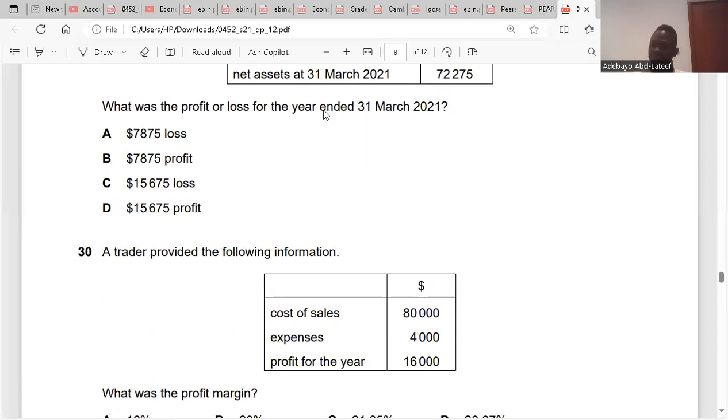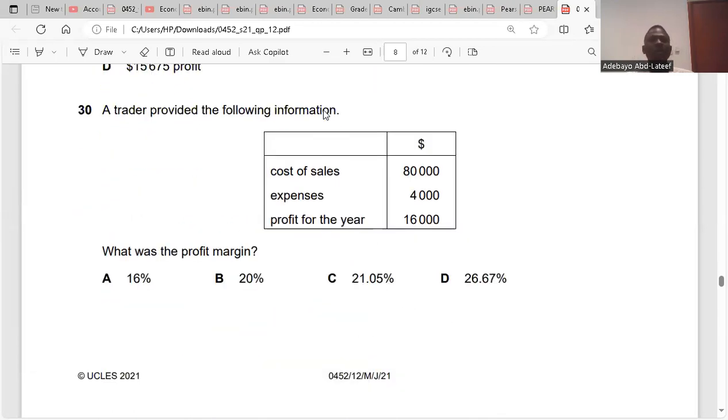Question 30. A trader provided the following information: cost of sales 80,000, expenses 4,000, profit for the year 16,000. What was the profit margin? Here we're talking about the net profit margin. So the first thing you have to do is to find what net profit is. And the formula for net profit is gross profit minus expenses. But we are given expenses, we're not given gross profit.